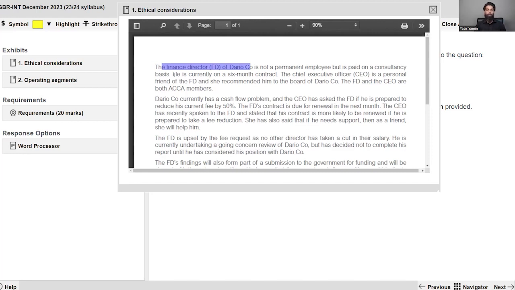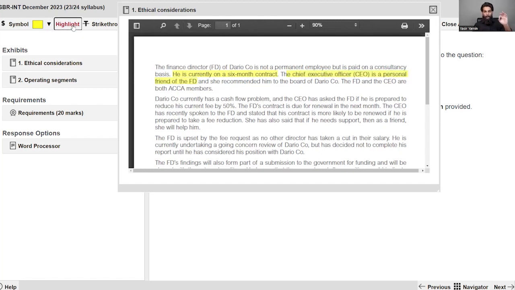So, some people would work so hard in this contractual period so that the entity gets motivated and hires them permanently. Yeah. So this would be your mindset. Now, it's very important to note the mindset. Why? Because thereon you will create ethical implications out of the scenario. So the finance director of Dario company is not a permanent employee, but is paid on a consultancy basis. He is currently on a 6-month contract only. The chief executive officer is a personal friend of the finance director.